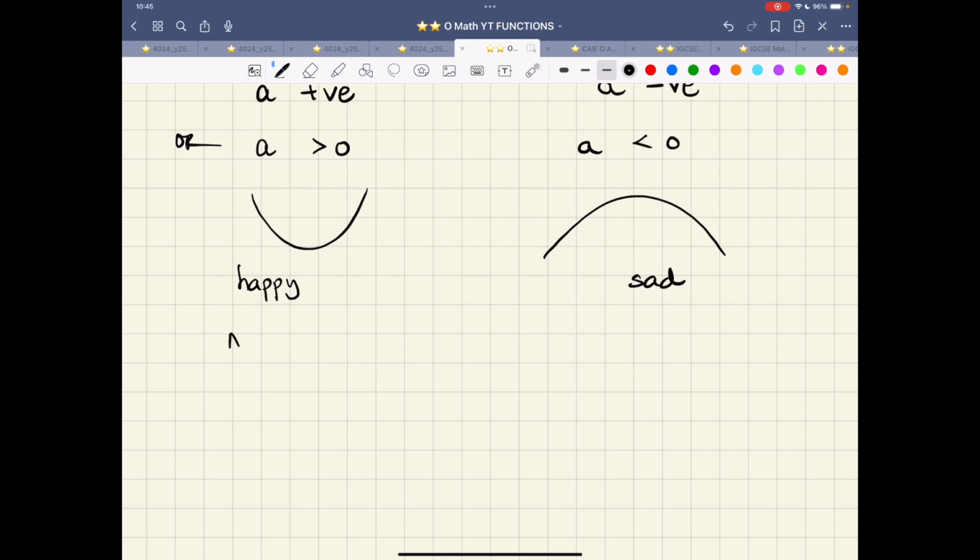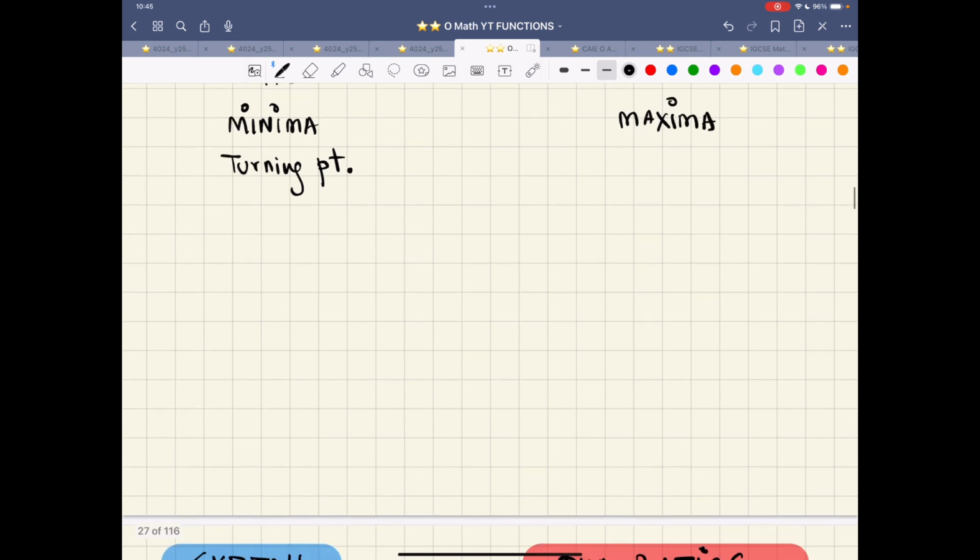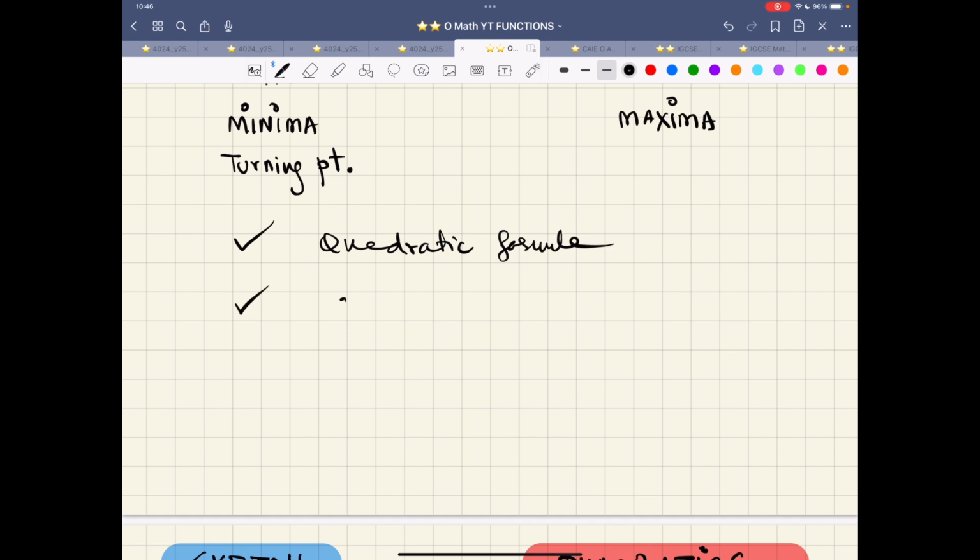This graph is that of a minimum point, because there is one turning point over here. So we use the term turning point because the graph turns at this point. So it could be a minima, it could be a maxima. And what is the usage of this particular format? We use it for the quadratic formula. That is one thing that we do. And we also use it for sketching.